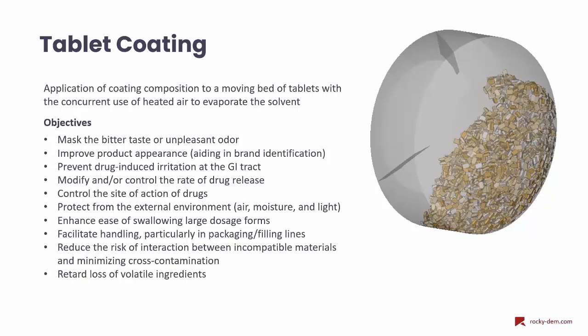The objectives of coating are several. For example, it can be used to mask the bitter taste and unpleasant odor of some drugs, or to improve the appearance for aesthetic or commercial purposes, for example, adding brand identification, or to prevent drug-induced irritation to a specific site within the gastrointestinal tract. For example, protect the stomach from anti-inflammatory drugs, or control the site of action of drugs. For example, you want to deliver that medication in the colon, so you have to protect it from being delivered in the stomach.